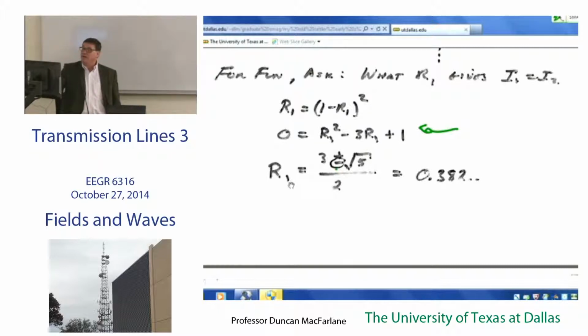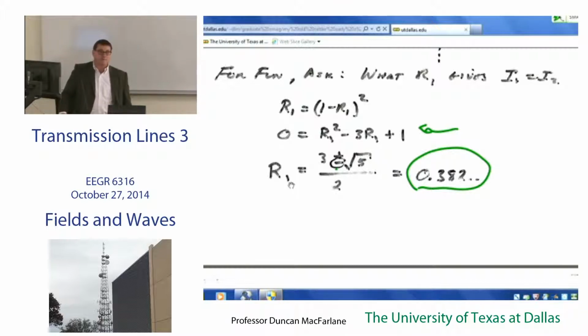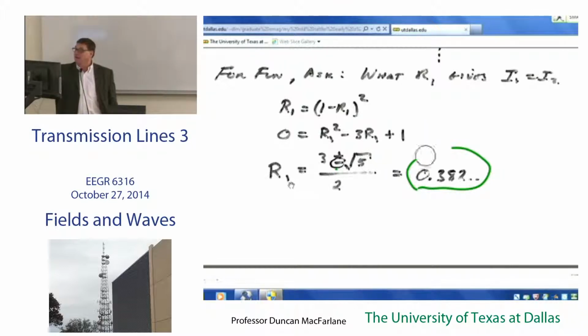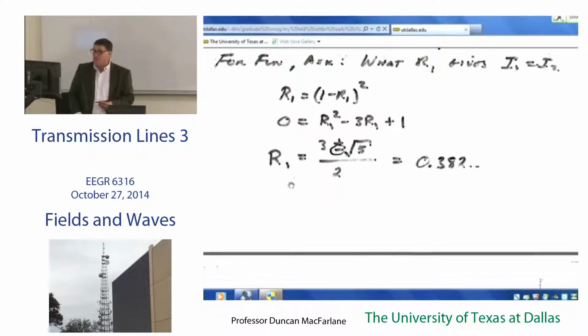And so we look at R1, which must be between 0 and 1. That means that 3 plus the square root of 5 is too big, even when you divide by 2. So we want the minus sign. And what that gives you is a little bit less than 40%, 38.2%. Okay, and that is a mathematically famous number. Again, it's related to the Fibonacci series, and it's related to the golden mean.